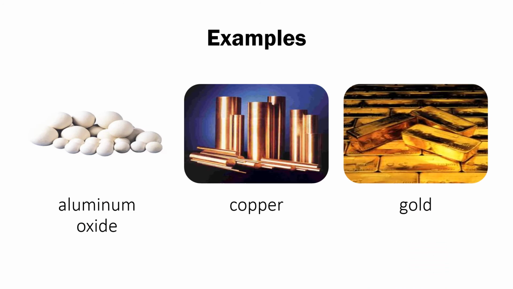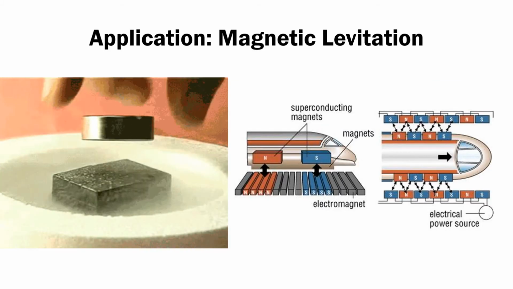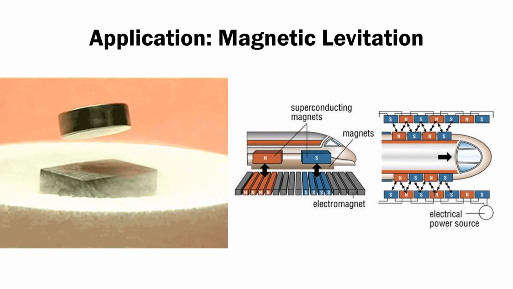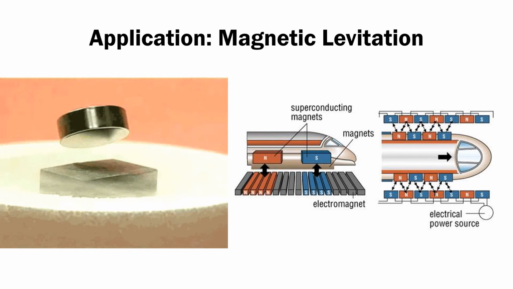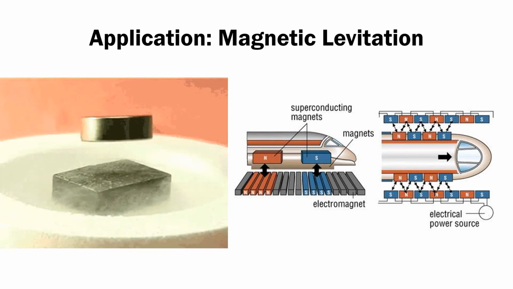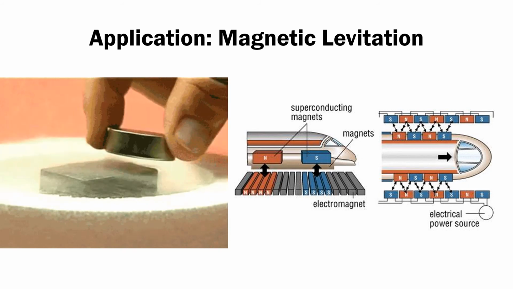So examples of diamagnetic materials are your aluminum oxide, alumina, copper, and gold. These usually have an even number of valence electrons in their structure. One particularly exciting application of diamagnetism is in magnetic levitation. In magnetic levitation, you have a very diamagnetic material exposed to a magnet.